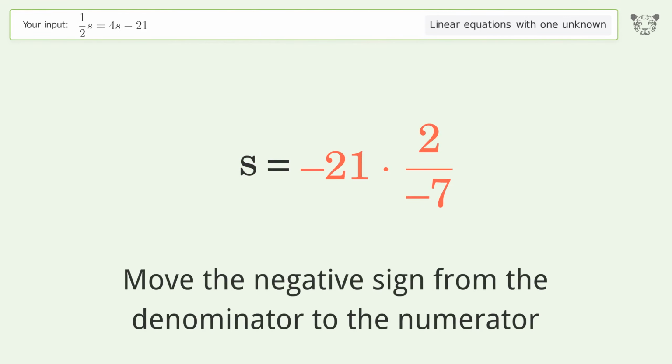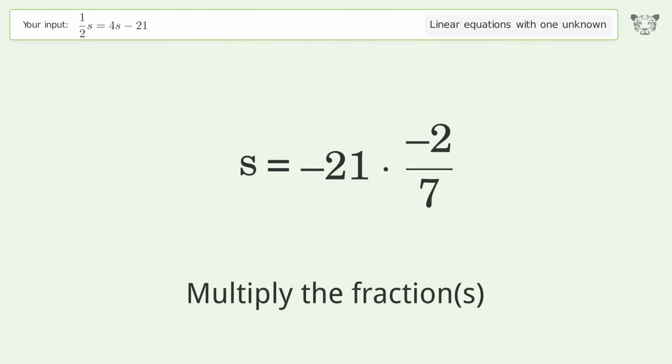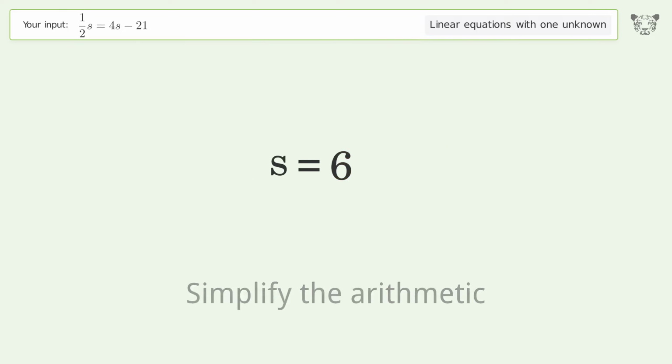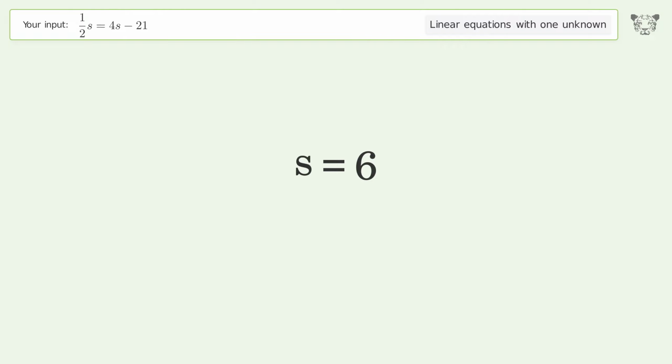Move the negative sign from the denominator to the numerator. Multiply the fractions. Simplify the arithmetic. And so the final result is s equals 6.